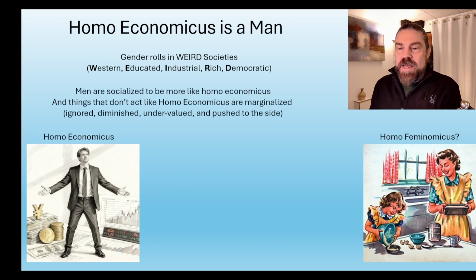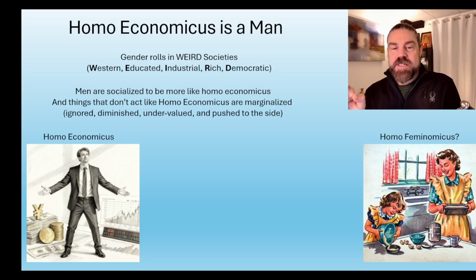So how were men written compared to women is a very important question economically because it shows that social institutions create our economic behavior and it genders them. So men are socialized in Western societies since around the time of the publication of Adam Smith's Wealth of Nations text in 1776. Men have been socialized to be more like Homo economicus. And things that don't act like Homo economicus, they have tended to be marginalized in our society. So what does marginalized mean? It really means ignored, diminished, undervalued, and pushed to the side.